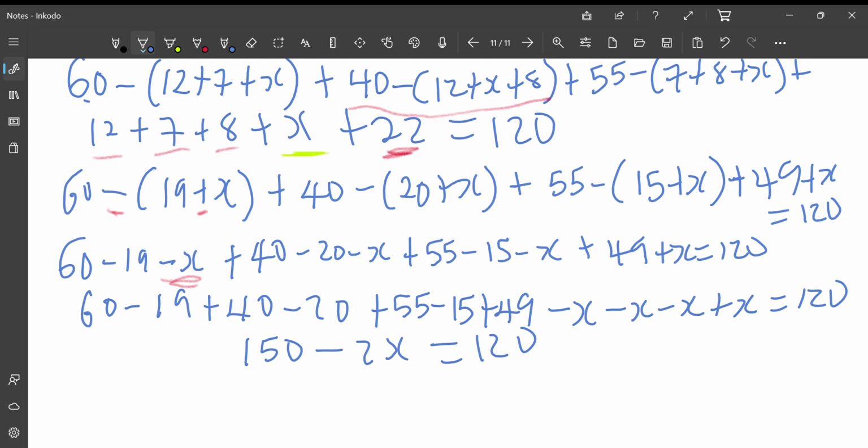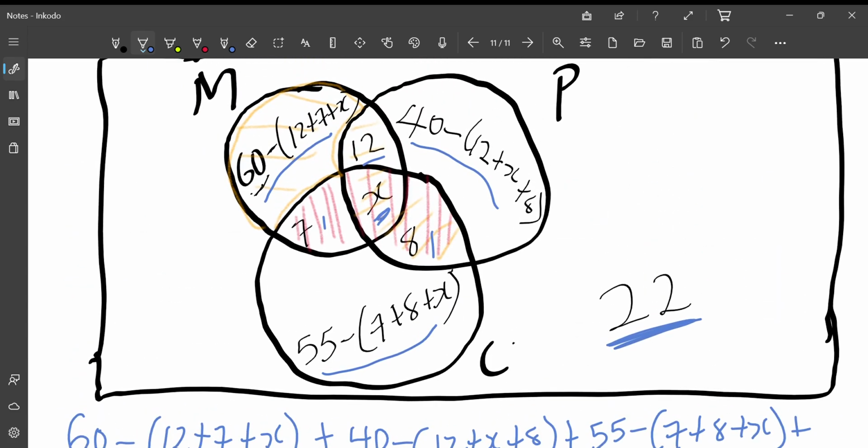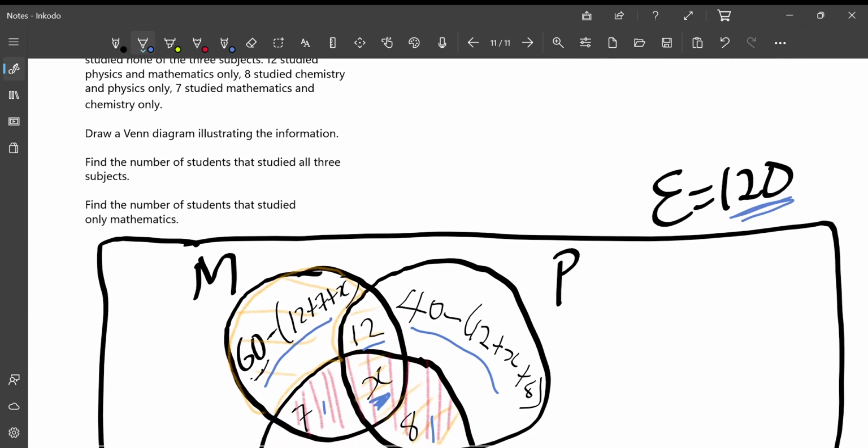So I can collect like terms. I can move this minus 2x over to the other side and bring 120 over here. So that is 150 minus 120 is equal to 2x. So this is 30. 150 minus 120 is 30. 30 is equal to 2x. All right. So if you divide both sides by 2, you are going to have that x is equal to 15. So the total number of students that did all three subjects here is 15 students.